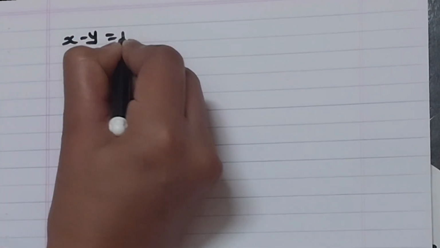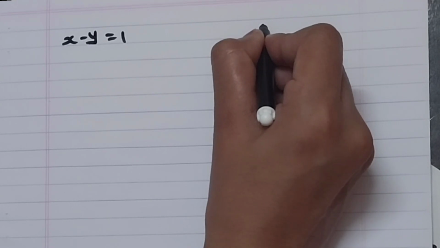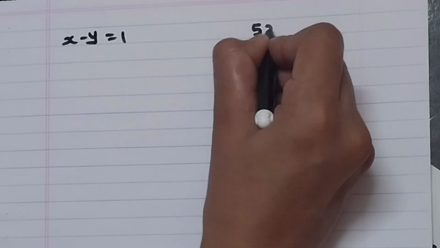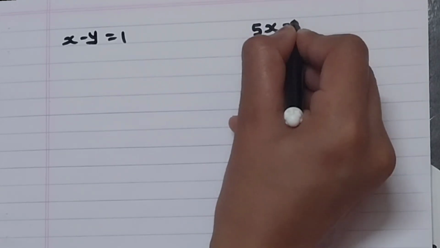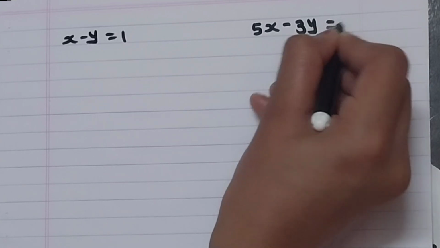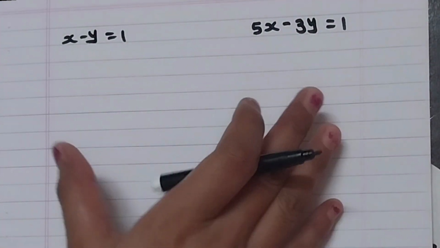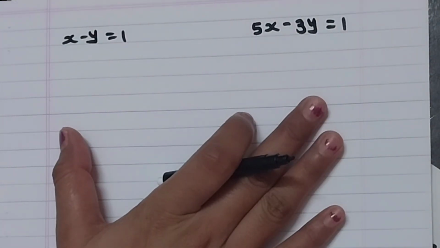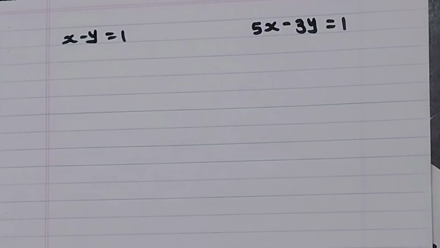Equations are x minus y is equal to 1 and 5x minus 3y is equal to 1. These are two equations given in the activity.